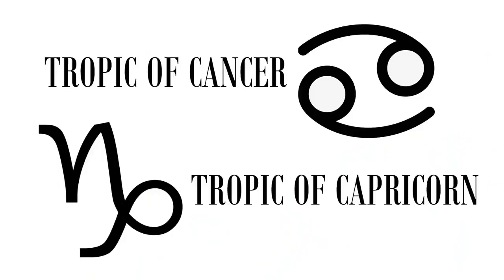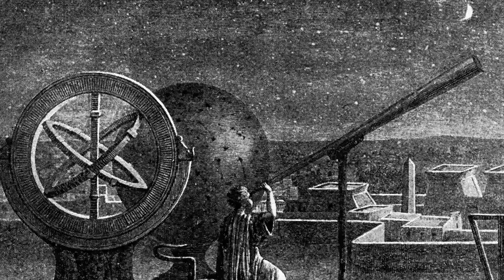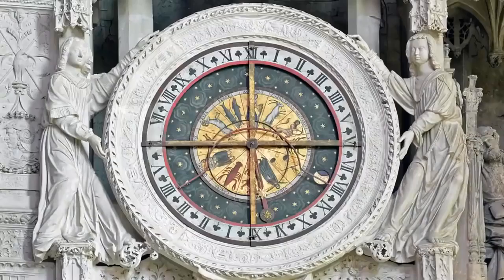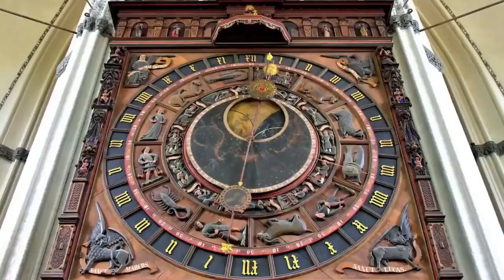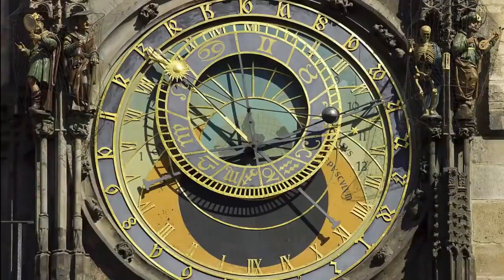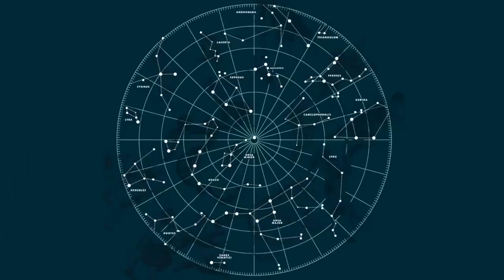But why the Tropic of Cancer and Capricorn? Who names these circles of latitude? Our historical ancestors did. They had clocks that not only told them the seconds of the hour, the hours in the day, but also the moment of dusk and dawn and the current phase of the moon. Their clocks understood the true time, the bigger picture. They understood the celestial clock.